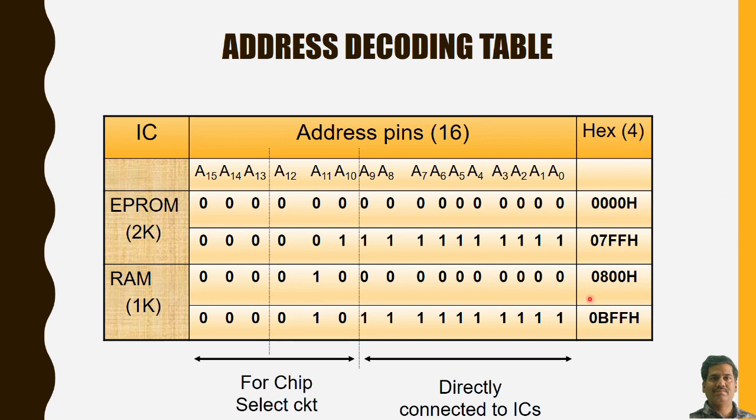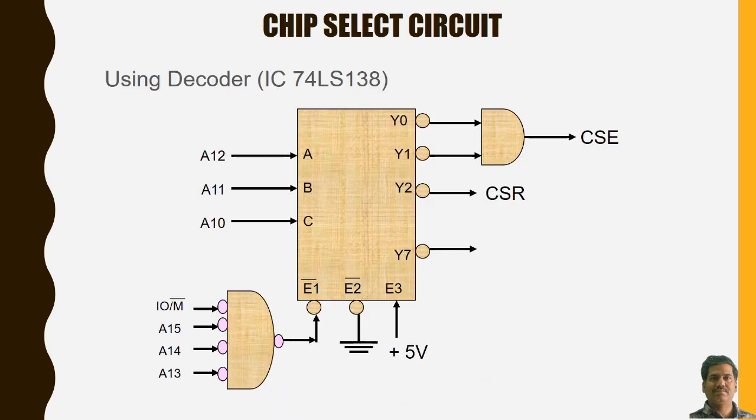Let us see now how this can be materialized by using the decoder IC. One more thing: A13, A14 and A15 should all remain 0 all the time, and IOM bar should also be 0. If that is arranged, then we can design the chip select logic and go for the memory interfacing diagram. Let us see the chip select circuit used with decoder IC 74LS138.